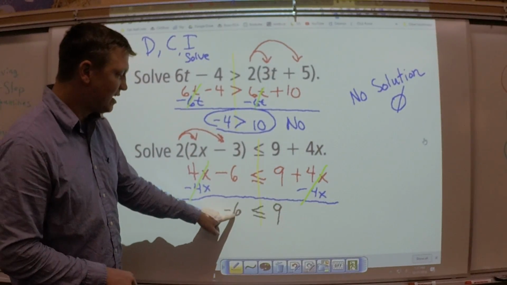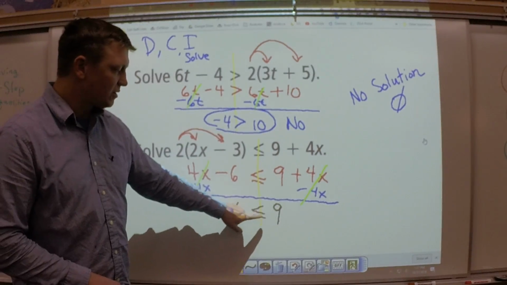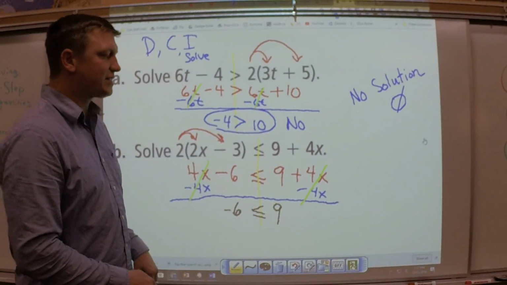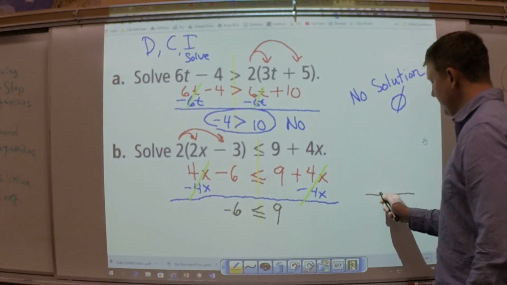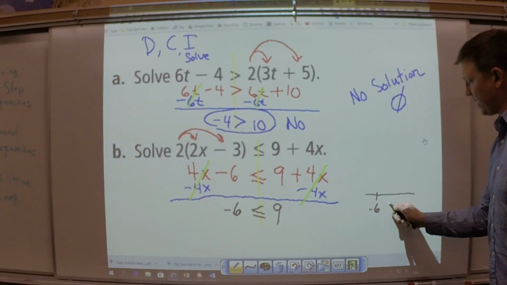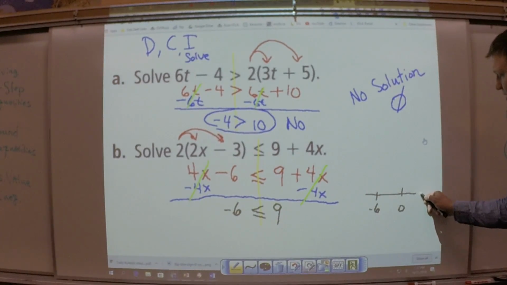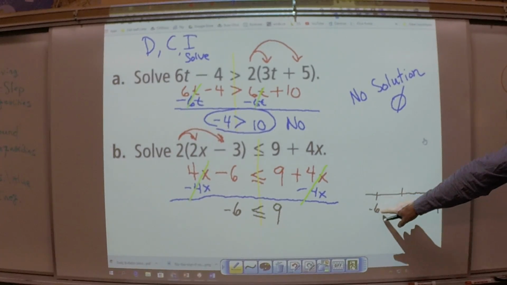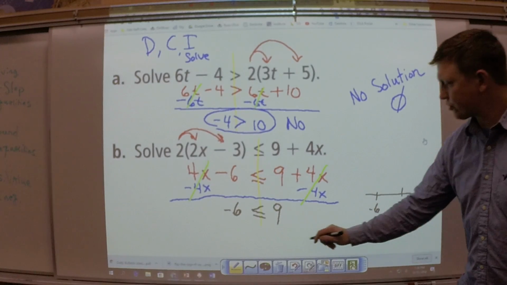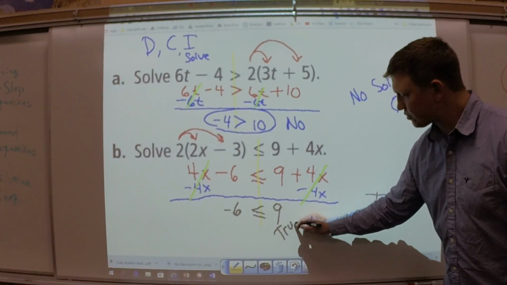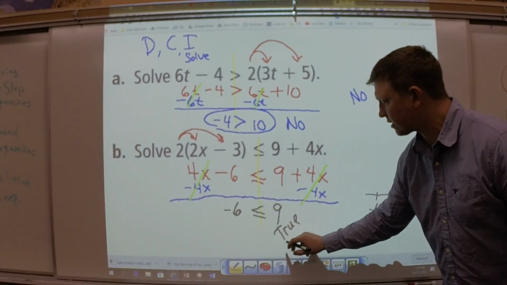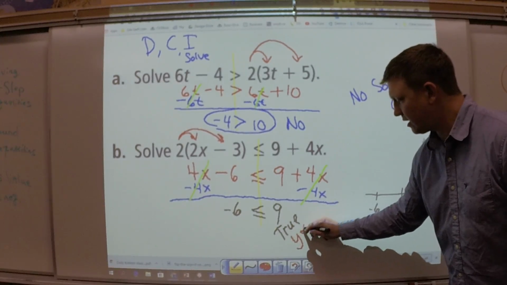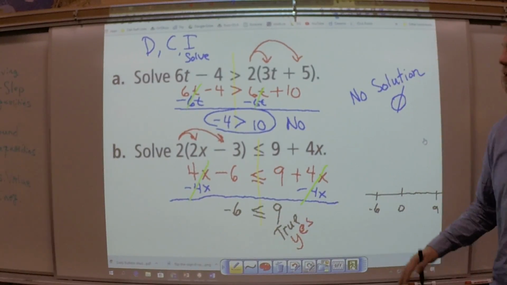All right, so in this case, is negative 6 less than or equal to 9? Yes, it's smaller. It's less than. Think of a number line. Here's my number line. Here's negative 6, and 0 is somewhere right there. Then 9's way over here somewhere. All right, and so we think, yes, it's definitely less than. This is true. And if it's true, then we say, yes, this will work. This is a big yes. It will work.